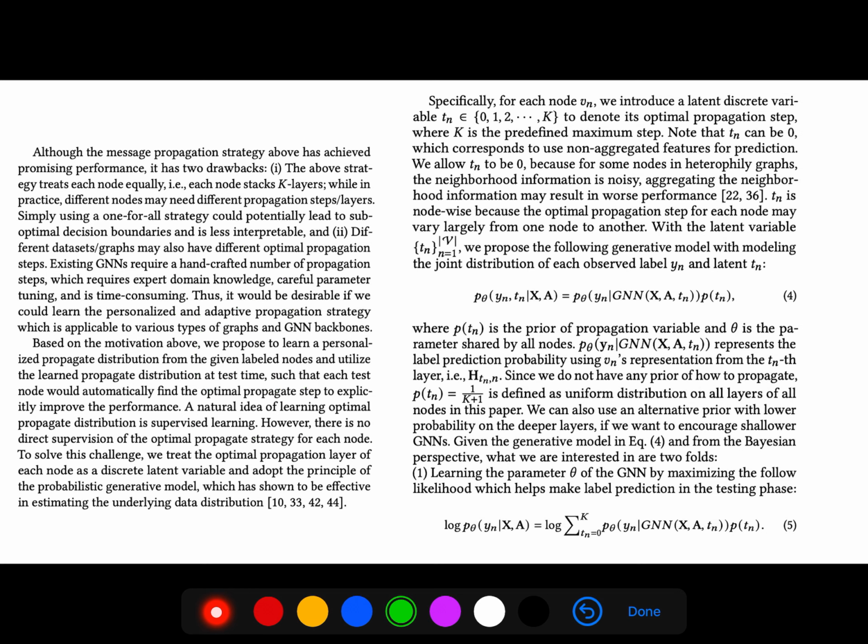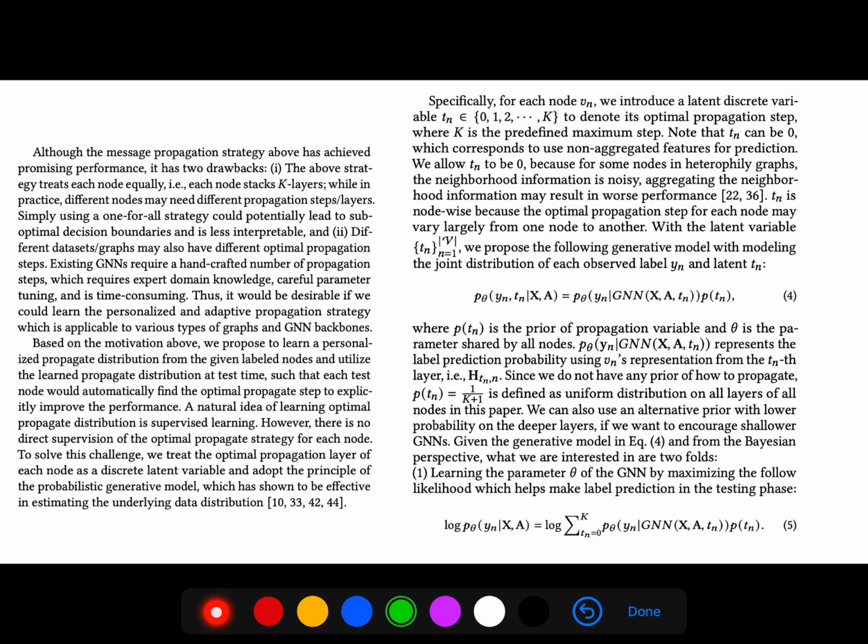Specifically, for each node v sub n, we introduce a latent discrete variable t sub n to denote the optimal propagation step, where k is the predefined maximum step, and t sub n can be 0, which corresponds to using non-aggregated features for prediction. We allow t sub n to be 0 because for some nodes in heterophilic graphs, the neighborhood information is noisy. Aggregating the neighborhood information may result in worse performance. t sub n is node-wise because the optimal propagation step for each node may vary largely from one node to another.